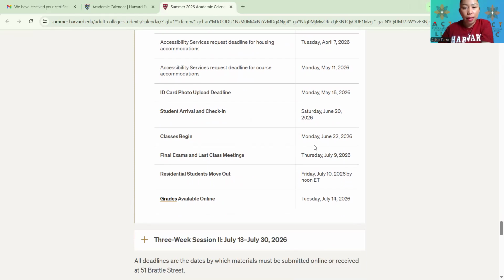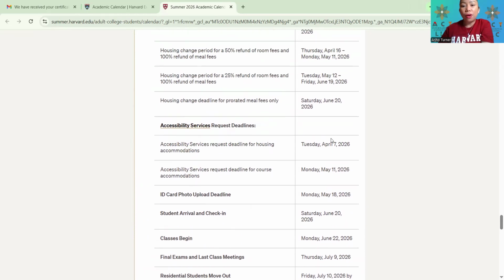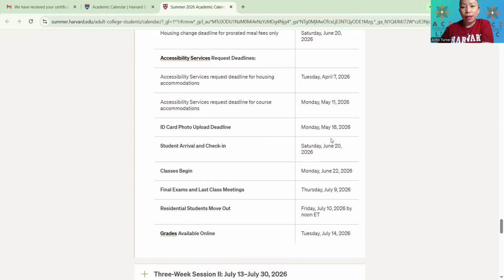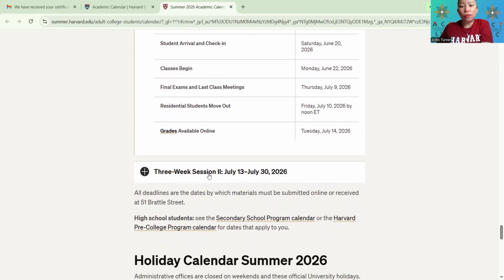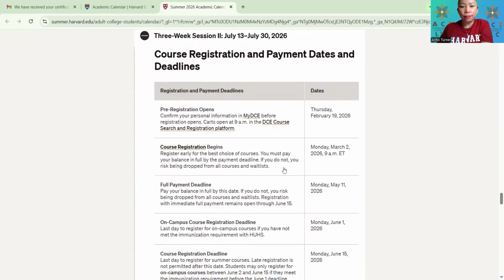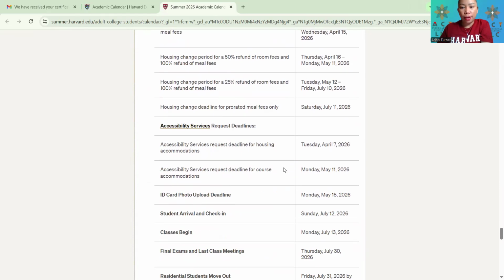And our classes will begin on June 22 and end on July 9th, with move out on July 10th and grades around July 14th. So this is going to be a very, very intensive course, 3 weeks in a way. So I'm excited from my end that I will try to do this part. Then there's another choice for the 3-week session, with a similar pattern and additional deadlines.